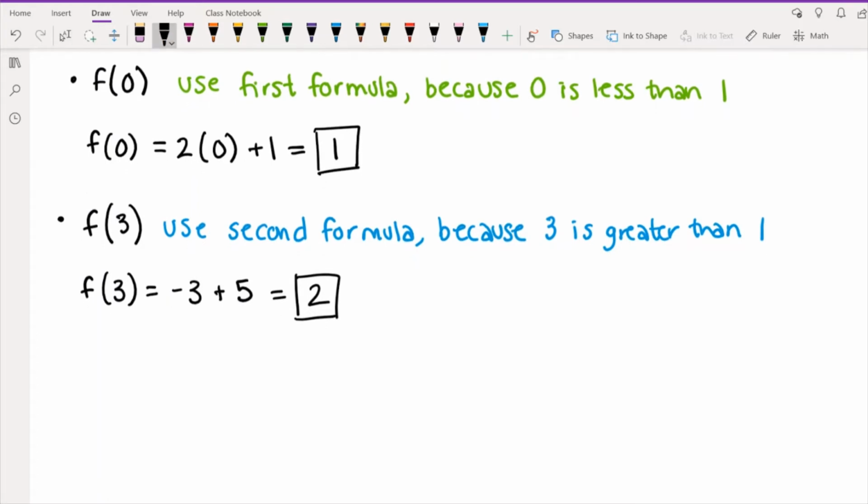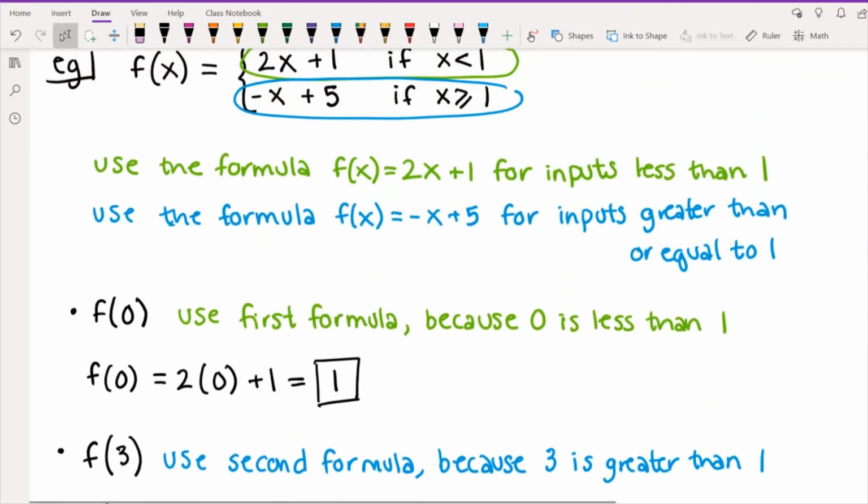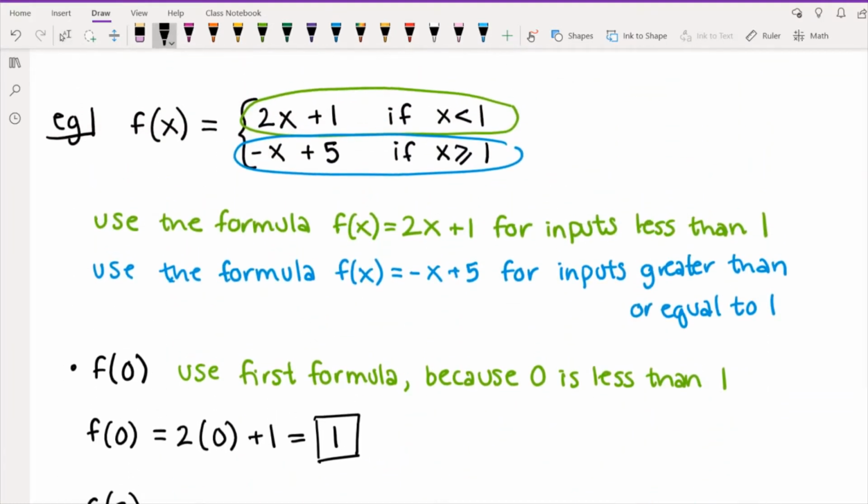Okay, so last one, let's say that now we're asked to evaluate f of 1. So notice that 1 is kind of our transitioning point, right? Both of these have a 1 in them. And so that's where the less than and greater than or equal to, that's where the equal part of this comes into play. So we'll talk a little bit more about inequalities in an upcoming video.